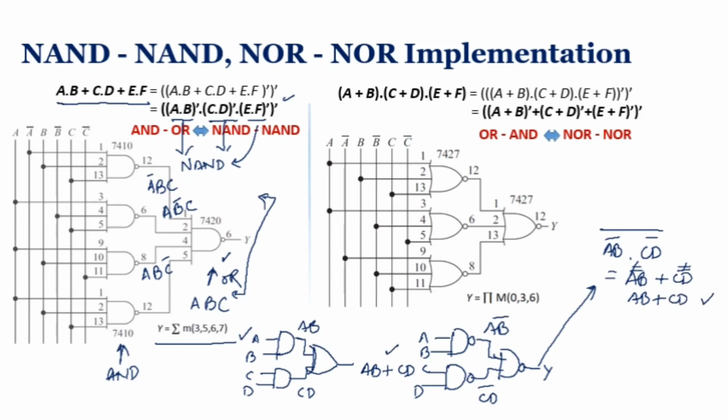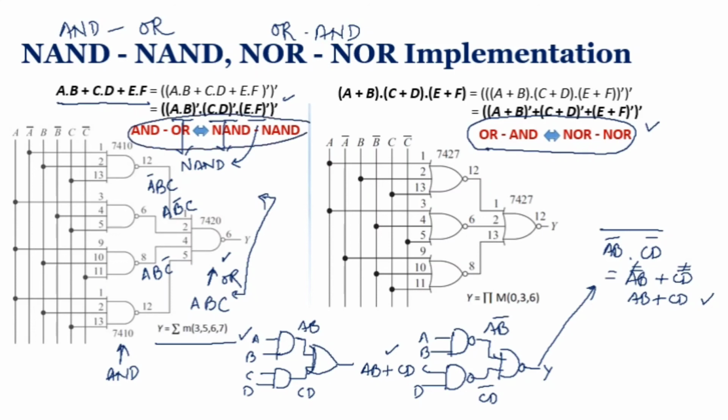That means I can say that NAND is actually equivalent to your AND OR. Similarly, this NOR will be equivalent to your OR AND. This you can check on your own and verify that you are getting the same answer or not. That means OR AND is equivalent to your NOR, and similarly here it is mentioned that AND OR is equivalent to your NAND. Okay, so this is regarding the implementation of these Boolean functions. Thank you.